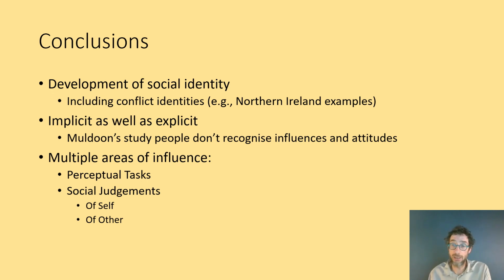And just showing that social identity has multiple areas of influence. So if we go right back to the Jahoda and Harrison task, even a simple perceptual task of shape sorting is based around identity and difference, not just the obvious places of social judgments of self and of other.